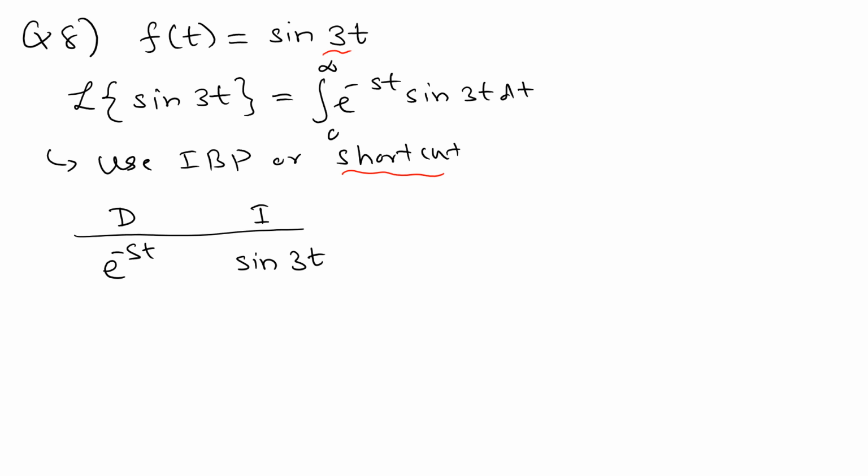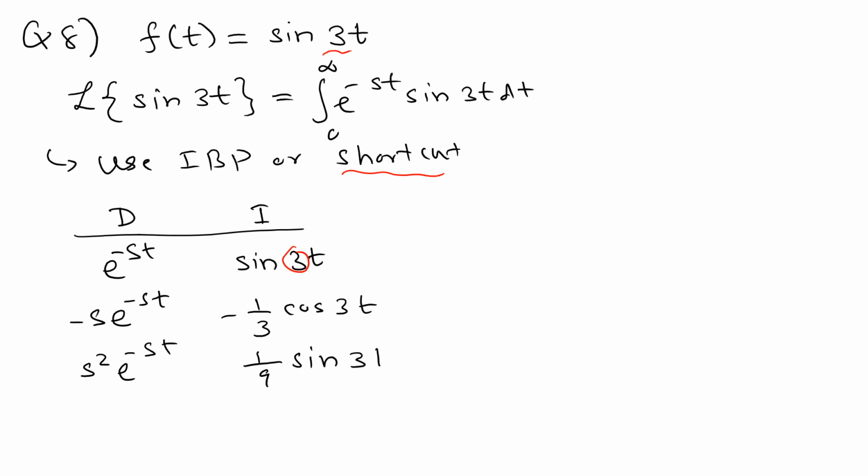So now we take the derivative of the first one, which is negative s, because it's like a constant, so you can write it like that. So negative s e^(-st). When we take the integral, it is negative 1/3 cosine 3t. That's the integral of that. Sine means negative cosine, and then you divide by 3. Okay, and then we take one more derivative. So it's going to be s squared e^(-st). This one is going to be negative 1/9 sine 3t, and we're going to stop here.